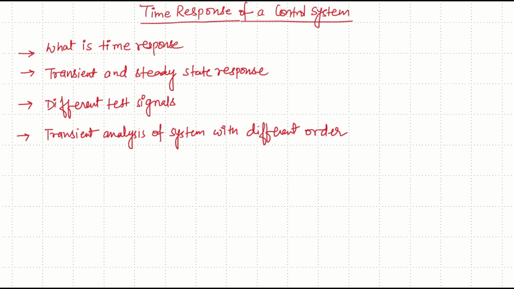In this video lecture, we are going to discuss the time response of a control system. So we are going to discuss what the time response of the control system is, what the transient and the steady state response of a control system are, and what the different test signals are which we can apply to the system to get the response of that system. And in the end, we will also discuss the transient analysis of systems of different orders.